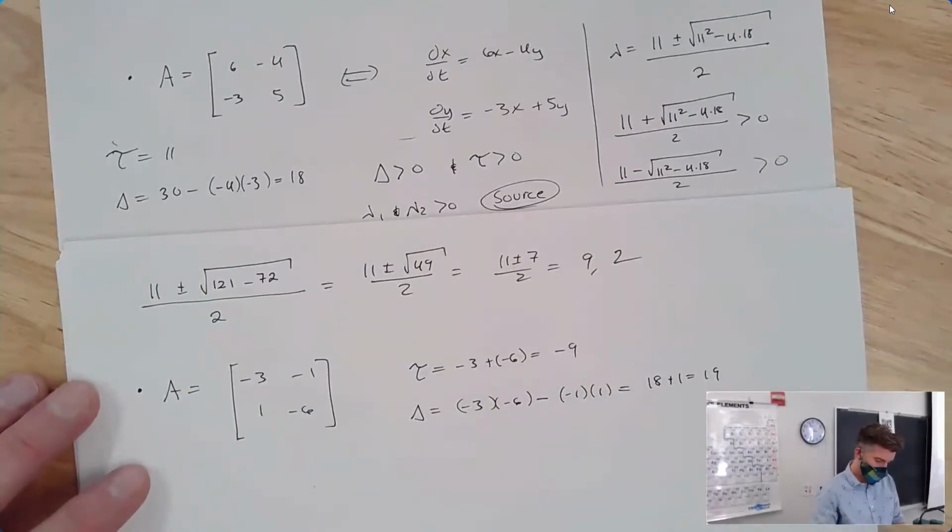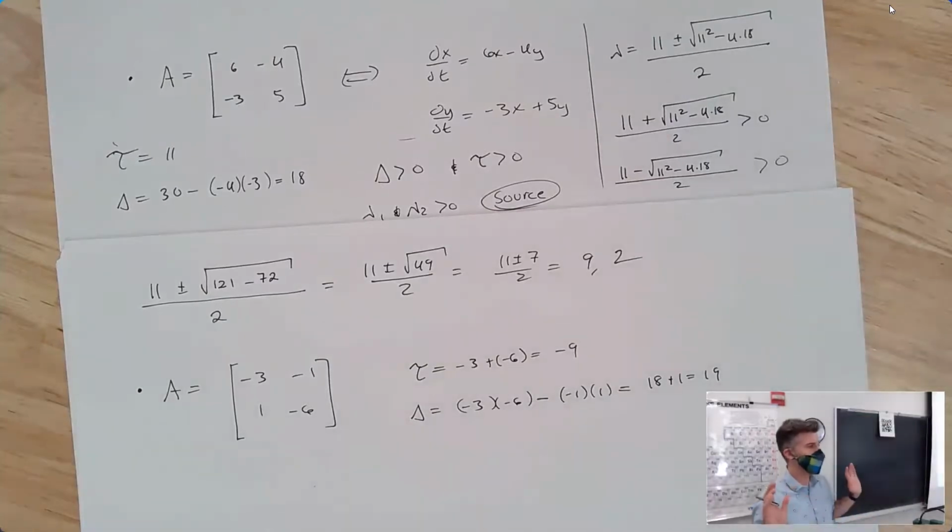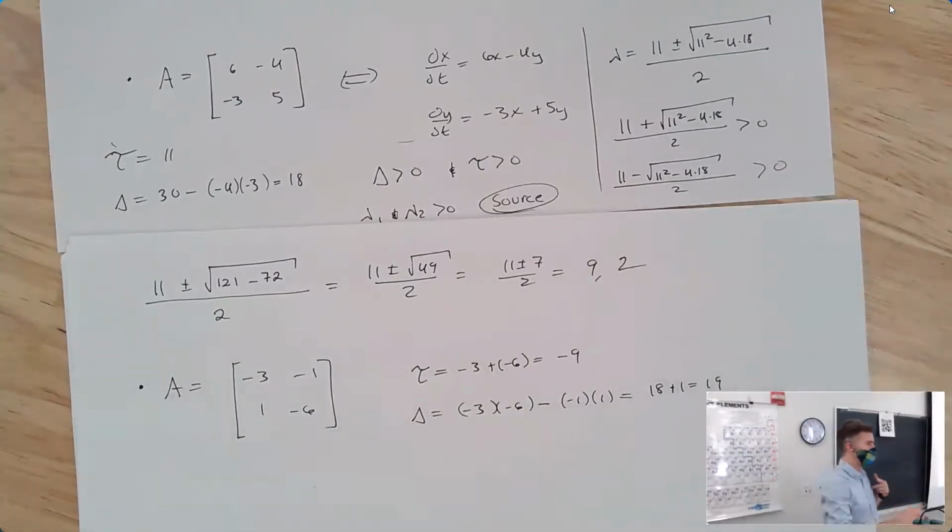So we already know what's going to happen. Well, maybe I already know what's going to happen for sure. You guys probably can figure it out if you just think about it for a second. So our determinant is positive or negative? Positive, which means the eigenvalues have to be the same sign.